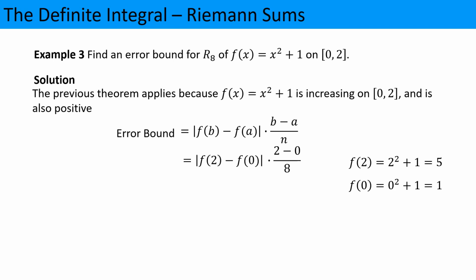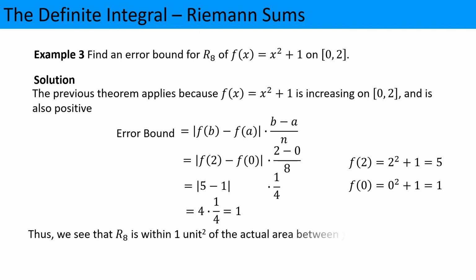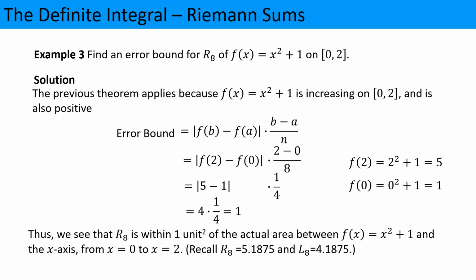So let's replace the notation of f of 2 and f of 0 with the numbers. So we'll have 5 minus 1, and the 2 minus 0 over 8 we can write as 1/4. Let's continue. 5 minus 1 is 4, and 4 times 1/4 gives us 1. That tells us that the maximum possible error we can have on 8 rectangles, R sub 8, is going to be 1 square unit. Thus, we see that R sub 8 is within 1 square unit of the actual area between the function and the x-axis from x equals 0 to x equals 2.